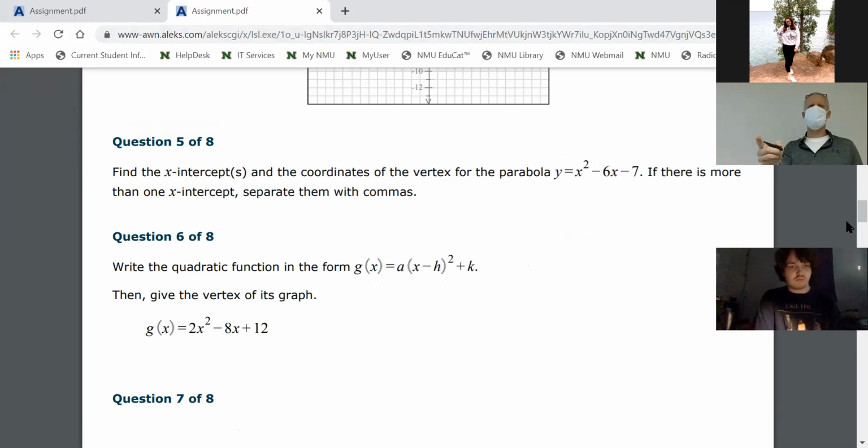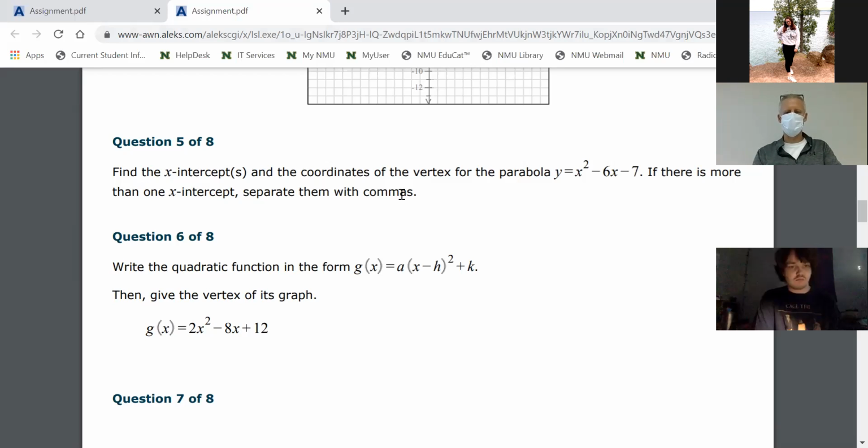The application problem, I think, is pretty simple. It's just a quick application of the vertex. And then there's a little checkbox in terms of the vertex being a minimum or maximum. And so you got to find the vertex. So you need to know where the vertex is in order to answer. Okay. It's a minimum if the graph opens up. It's a maximum if it opens down.